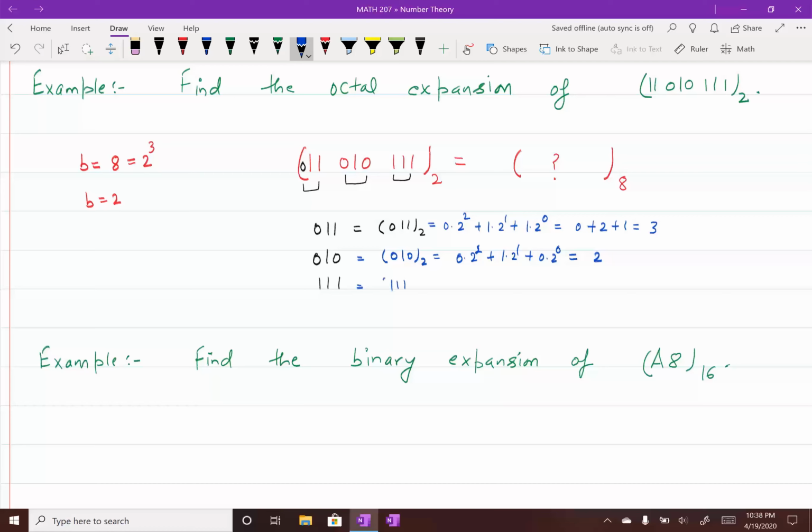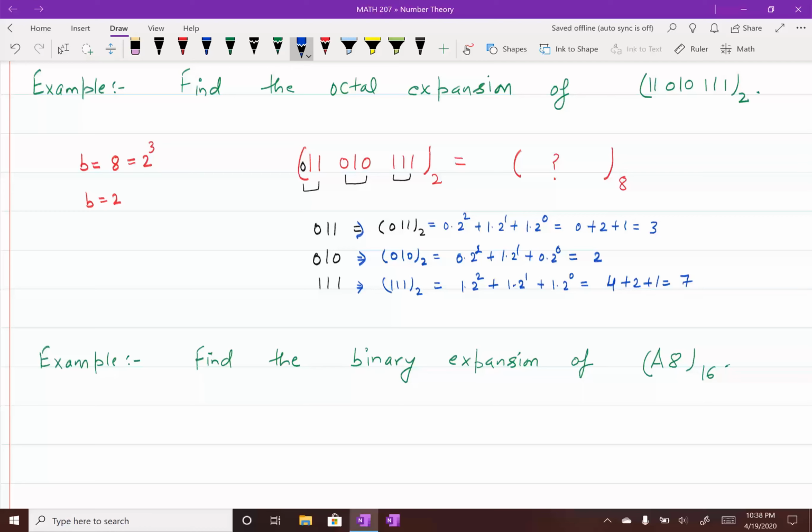And 1 1 1 with base 2 is 1 times 2 to the power 2, plus 1 times 2 to the power 1, plus 1 times 2 to the power 0, which is 4 plus 2 plus 1, equal to 7.